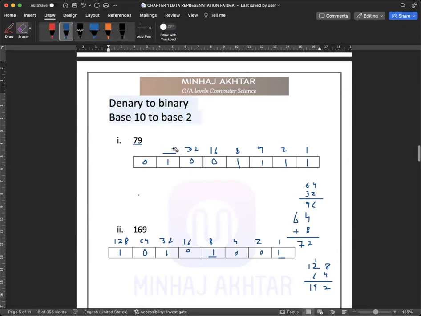Okay. Yes. In denary to binary, the method is again the same method. We need to draw the register. What do we need? We need to draw the register, right?